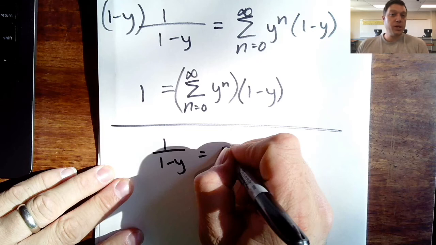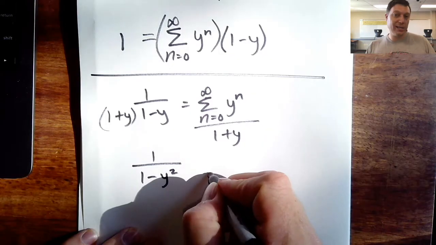We tried some other things. We thought, well, if this is technically a definition or an identity, then we should maybe be able to multiply both sides by 1 minus y, or we should be able to multiply by 1 plus y over 1 plus y.